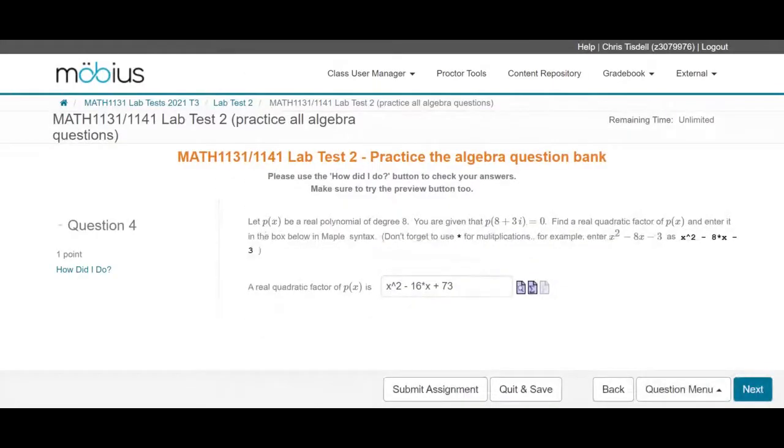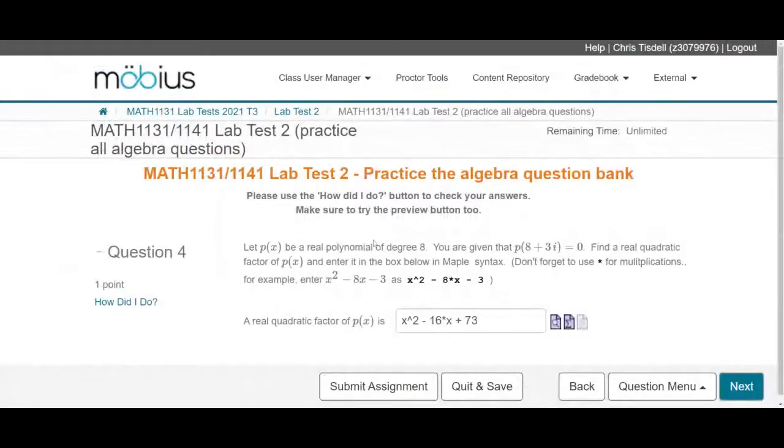All right. This is an interesting question. Let P of X be a real polynomial of degree 8. So that means the coefficients are all real numbers. You are given that P of 8 plus 3i equals 0. Find a quadratic factor, a real quadratic factor, and enter it in the box below.